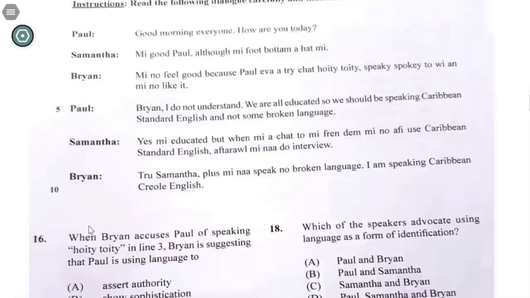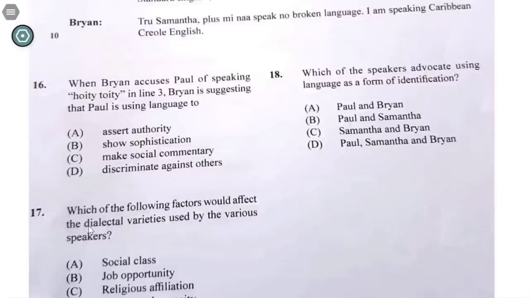Number 16 says, when Brian accuses Paul of speaking hoity-toity in line 3, Brian is suggesting that Paul is using language to assert authority, show sophistication, make social commentary, or discriminate against others.